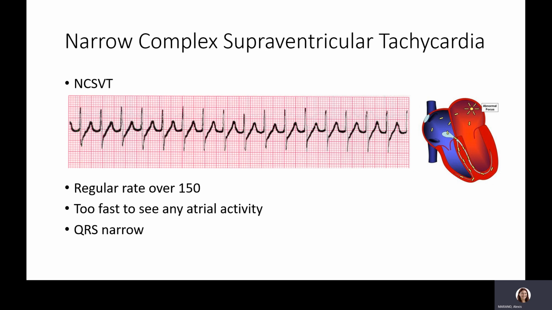This is the rhythm. This does need some pretty quick intervention. So it's very important to make sure you're able to identify that. The rate is going to be starting at 150 and it's going to go on up. But with narrow complex SVT, you're always going to have a narrow complex for your QRS. Okay.